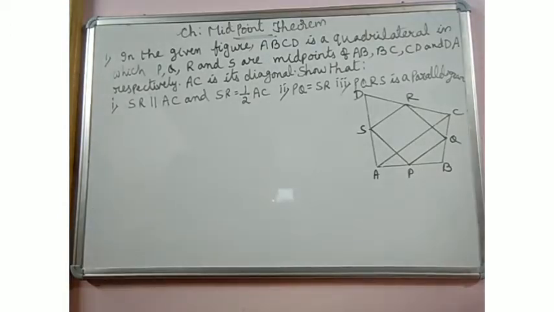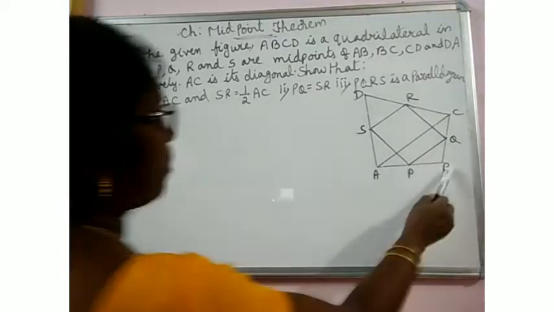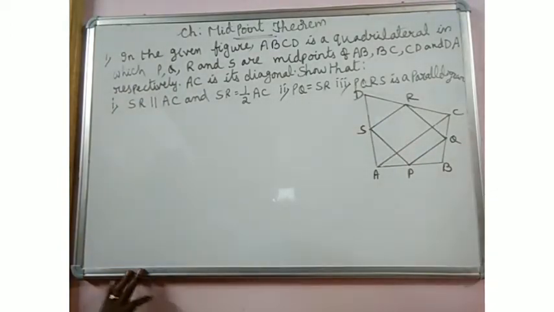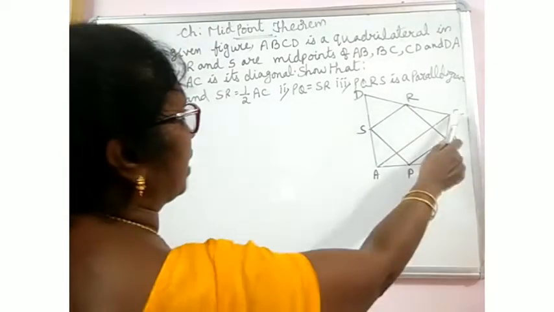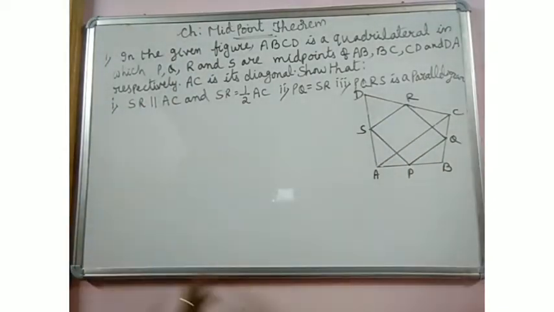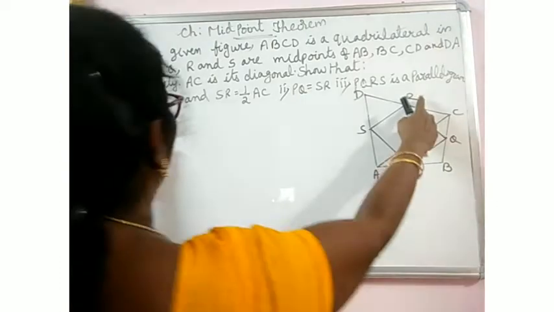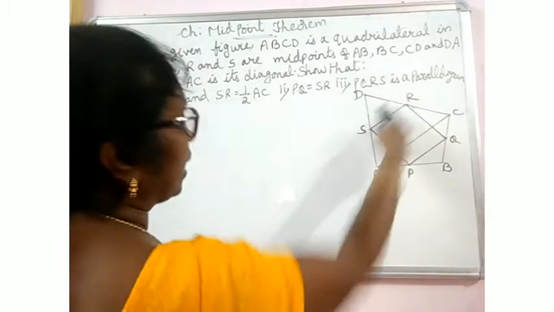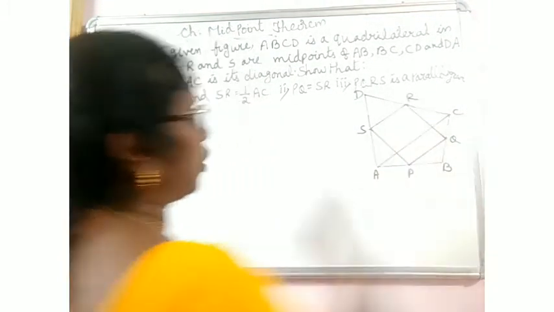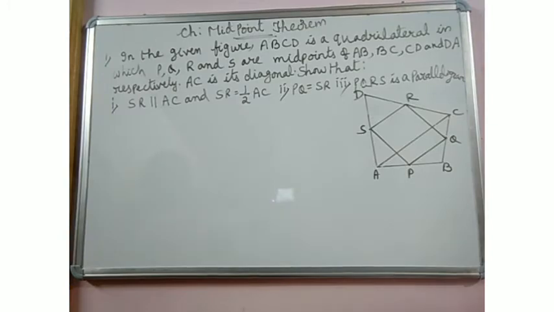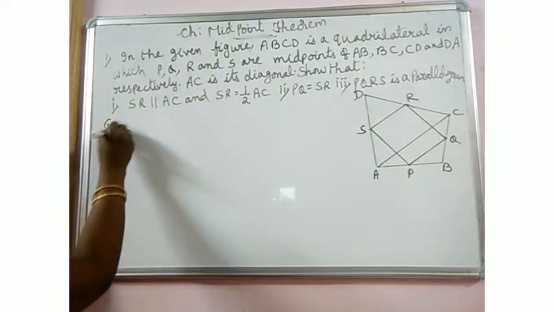The problem is this. In the given figure, ABCD is a quadrilateral in which P, Q, R, S are the midpoints of AB, BC, CD and DA respectively. AC is its diagonal. We have to show that SR is parallel to AC and SR is half of AC. Second bit is PQ is equal to SR, and third bit we have to show that PQRS is a parallelogram. Okay. So let us write all the steps.